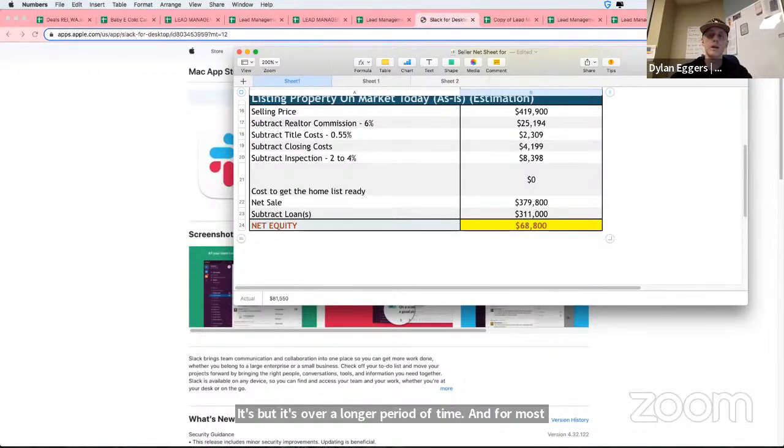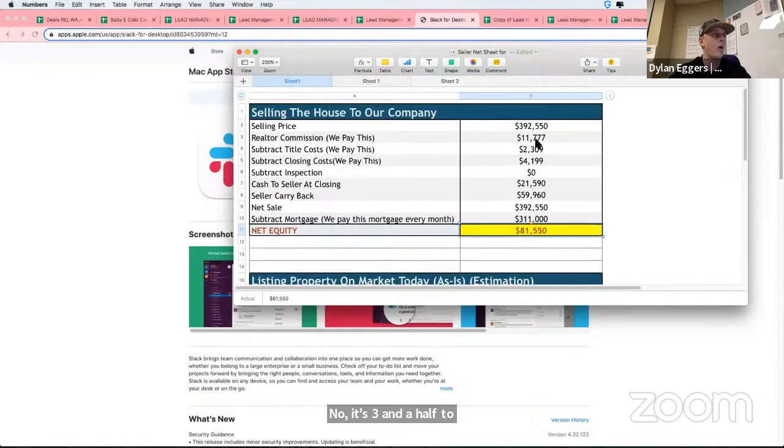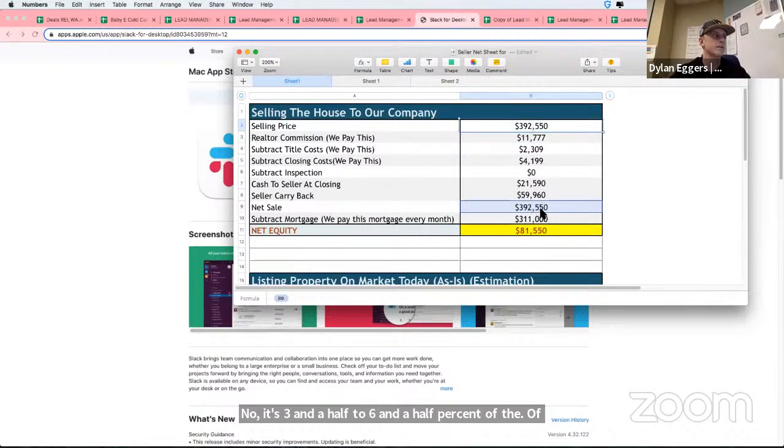No, Burke, it's 3.5% to 6.5% of our selling price, of our net sale price, 392,550. So that is my offer, right? Now obviously there's a question about the seller carryback, the seller financing. What are the terms of that seller financing?